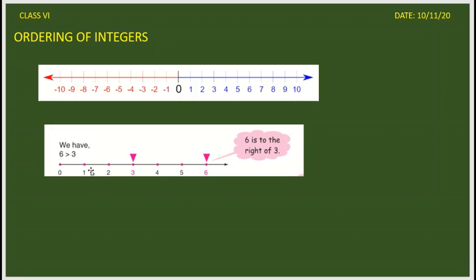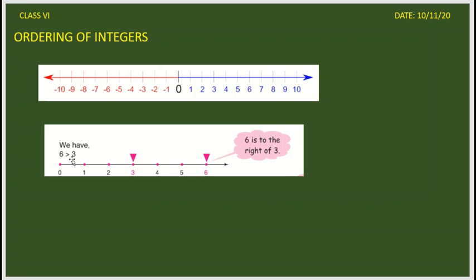Now let us take a few integers. I have taken positive integers, that is 0 to 6 onwards. So 0, 1, 2, 3, 4, 5, 6 have been represented on the number line here. Now observe 3 and 6, the location of 6 as well as 3. So where is 6? 6 is to the right of 3 and 3 is to the left of 6. Since 6 is to the right of 3, we say that 6 is greater than 3.